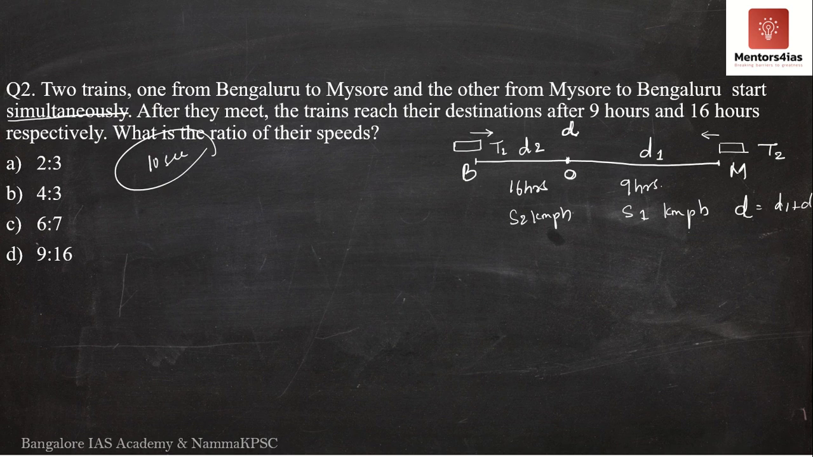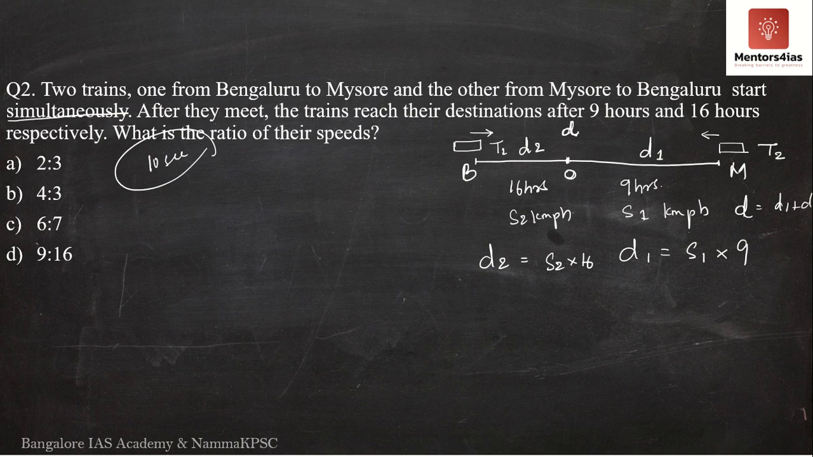So can I say that D1, distance 1, is equal to S1 into 9, because distance is equal to speed into time. Similarly, D2 is equal to S2 into 16 hours. That is the time taken to cover D2 at speed S2. So I hope you've understood why D1 is equal to S1 into 9, D2 is equal to S2 into 16. Now, the next thing that I'm going to explain is important. Please try to understand, or else you will not follow what is happening here.